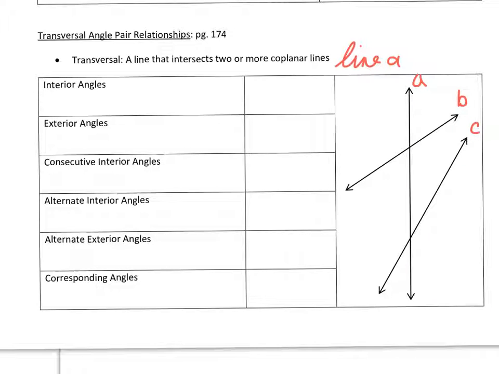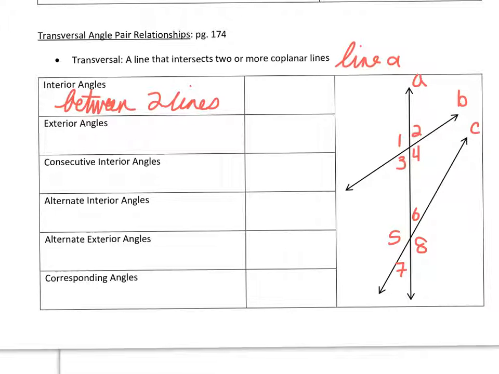All right, and we need to start talking about some of these angle relationships. So I'm going to number or label some of my angles here. I'm just going to go 1, 2, 3, 4, and 5, 6, 7, and 8. All right, so go ahead and label those on your notes. And so first we're going to talk about interior angles. The interior angles are going to be between two lines.